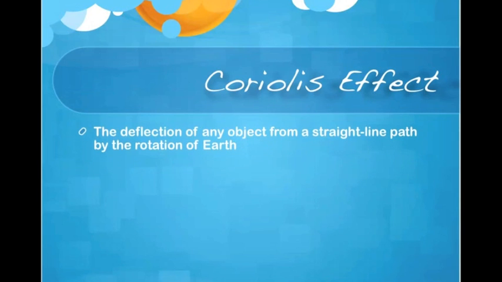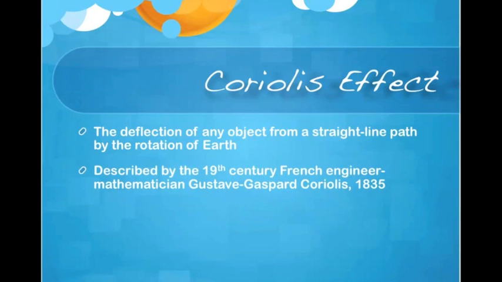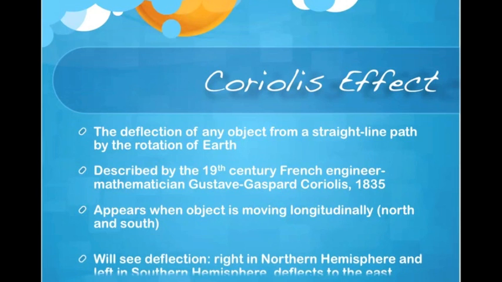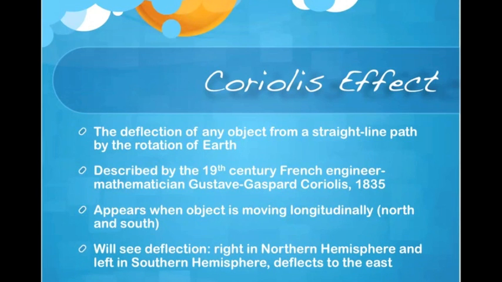Coriolis effect. The Coriolis effect is the deflection of any object from a straight line path by the rotation of Earth. Gustave Gaspard Coriolis, a French engineer and mathematician in the 19th century, first discovered it. He described it as an object that, when moving north or south, appeared to be deflected off course to the east. This means that the object would move to the right in the northern hemisphere and left in the southern hemisphere.